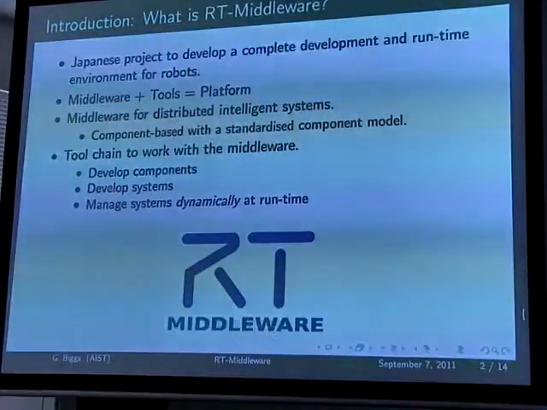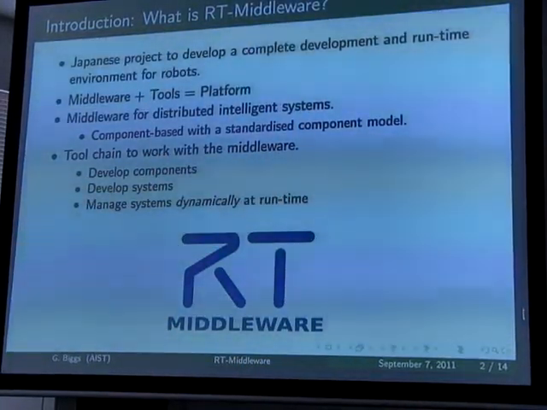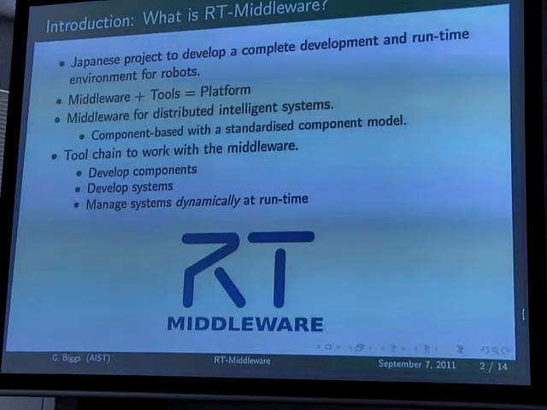So, RT-Middleware is a Japanese project to develop a complete development and runtime environment for robotics, so that you can develop your robot in this environment and then run it using tools that are also related. It's an entire platform, so there's a middleware and there's a variety of tools involved. And the idea of this is that you have a complete end-to-end chain of tools that you can follow through the entire process, from development to deployment.